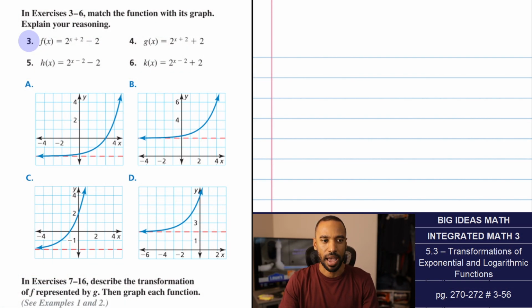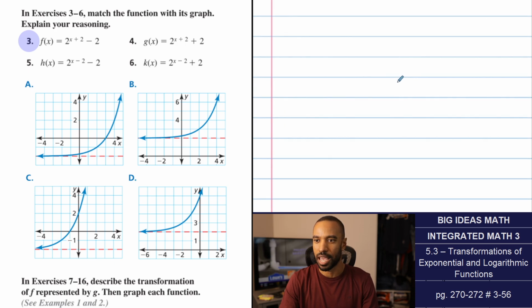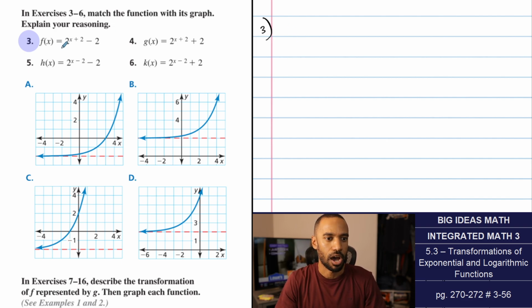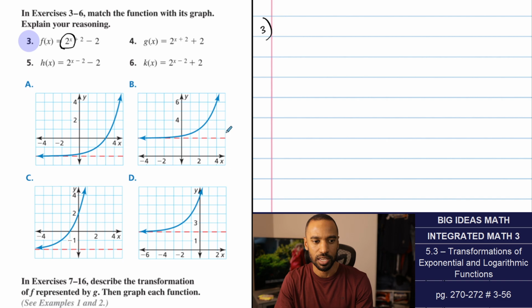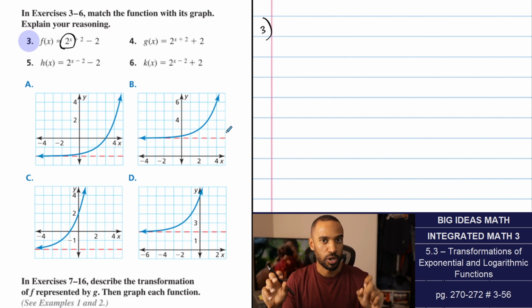Numbers 3 through 6, we're going to match the function with its graph and explain our reasoning. Well, this is all about our transformation. So all of these, I want you to keep in mind, guys, they all have 2 to the x power. So that does mean that your y values will be double the distance from the asymptote every time x increases by 1. There's no change in that kind of growth that you see there. The difference is, for me, where a reference point begins and where the horizontal asymptote is from there.